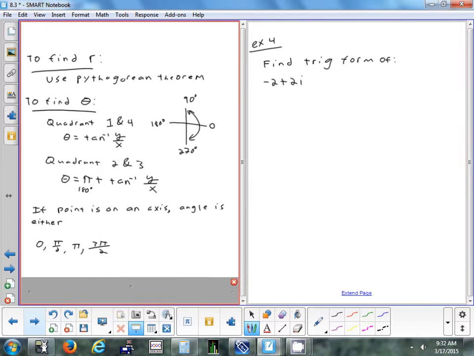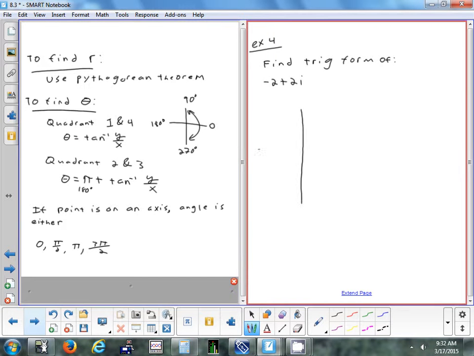Okay, so let's find the trig form for this number. Negative 2 plus 2i. So remember, the goal when we're done here is to find out what's r, what's theta, and fill them into the formula r cosine theta plus i sine theta. If it helps, I would make a sketch, at least to figure out which quadrant you're in. I'm sure some people can look at that and figure it out, but it's left 2, up 2. Right, so that's a quick sketch, that's where we are.